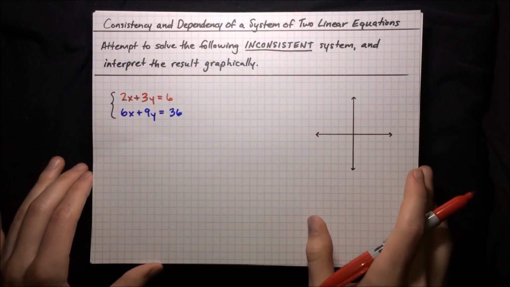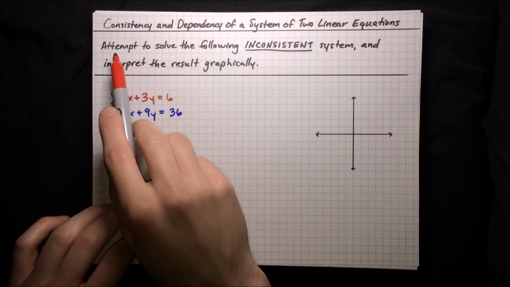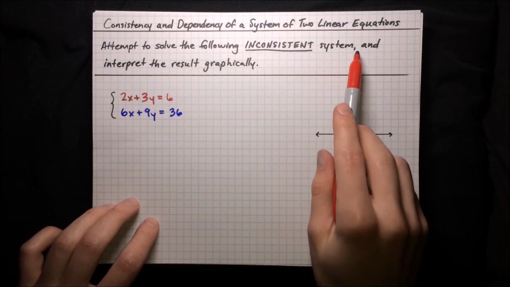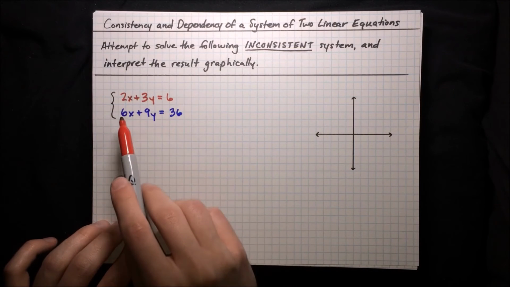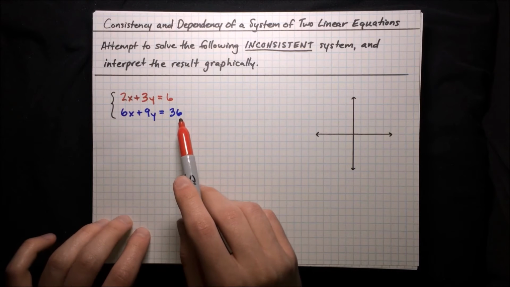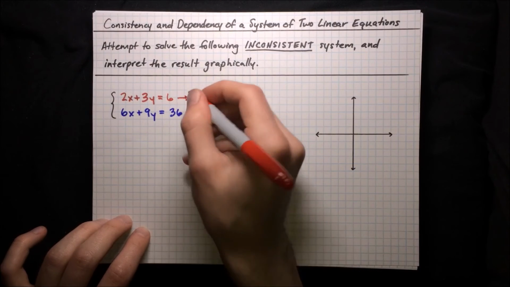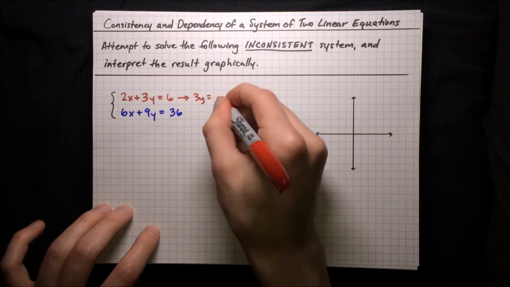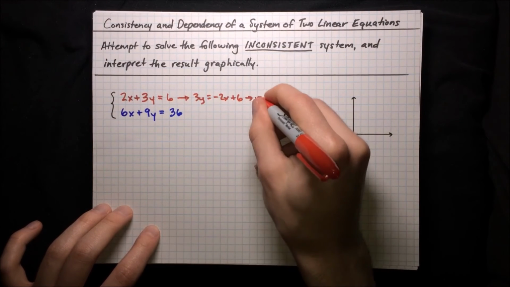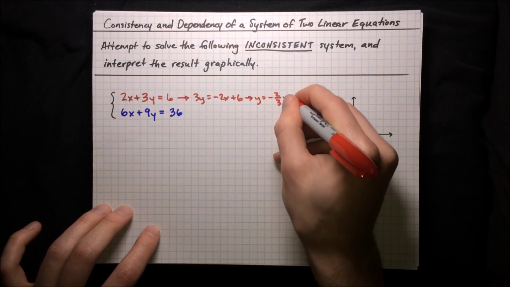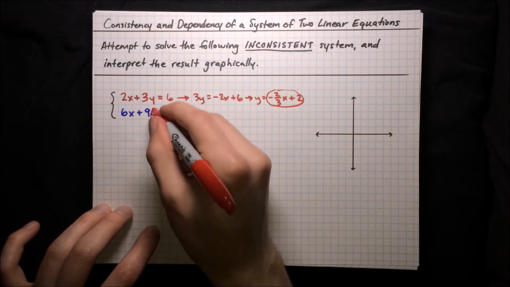Here is a similar example, but this time the system is inconsistent, meaning it has no solution. Alright, we want to attempt to solve this inconsistent system, and we're going to interpret the result graphically. So the system is 2x plus 3y equals 6, and 6x plus 9y equals 36, and why don't we do this by substitution again? So we'll just solve for y in the first equation. So we've got 3y equals -2x plus 6, and then divide both sides by 3, and we get y equals -2/3 x plus 2.